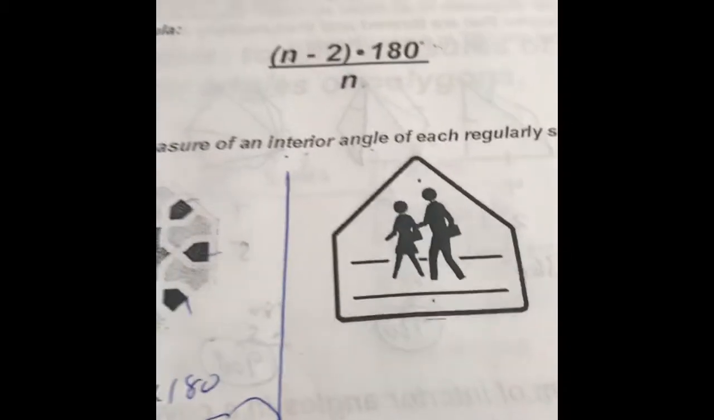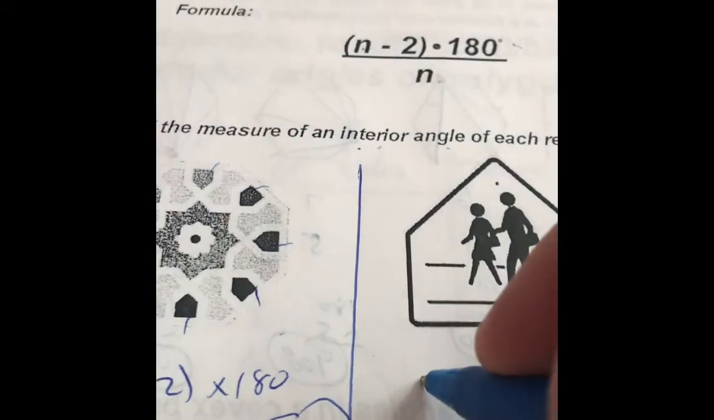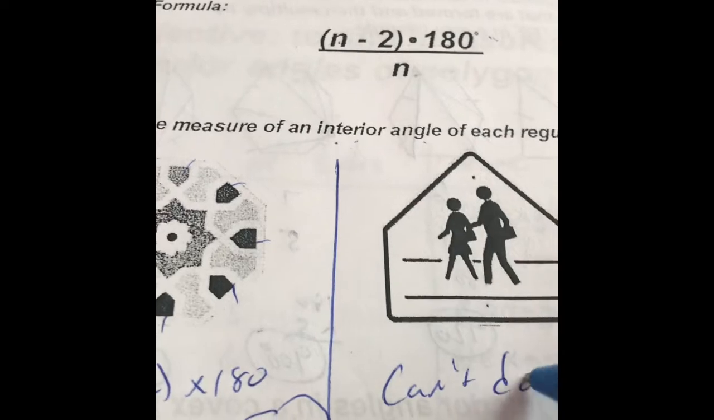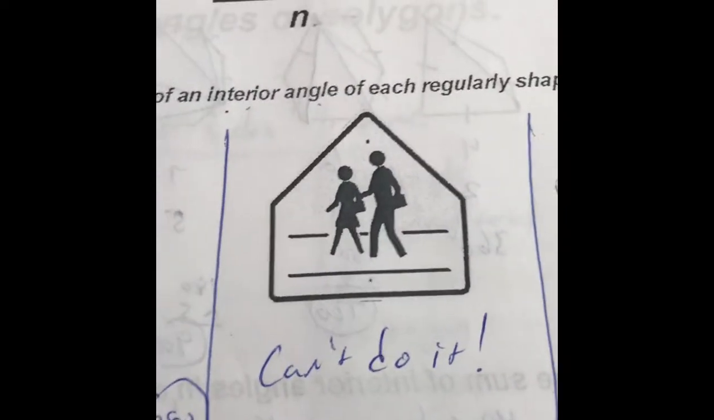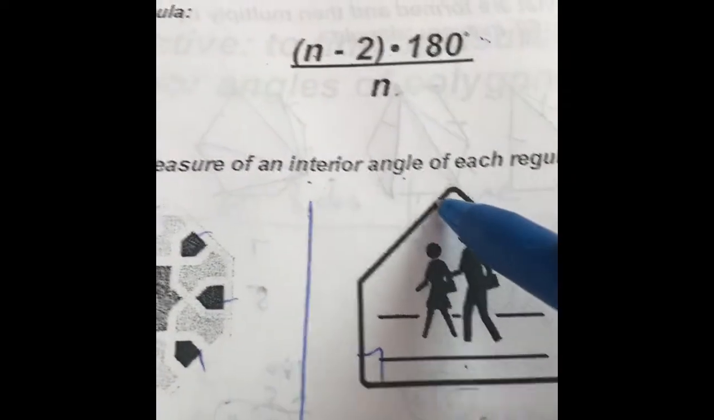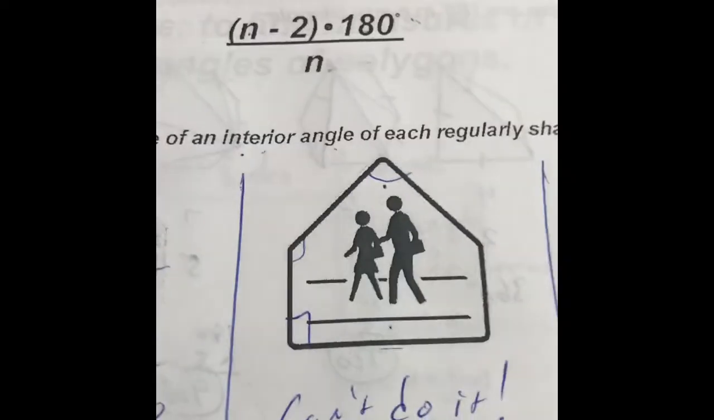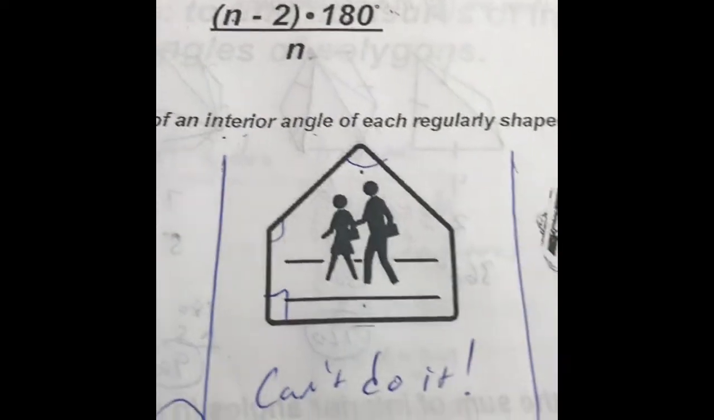All right, this one is not regular, so we can't do this one. As I spin this around, it does not look the same. The sides are not the same, and the angles are definitely not the same because this right angle right here is not 90 degrees. That is definitely not 90 degrees, so you can't do that one. But let's say you could.